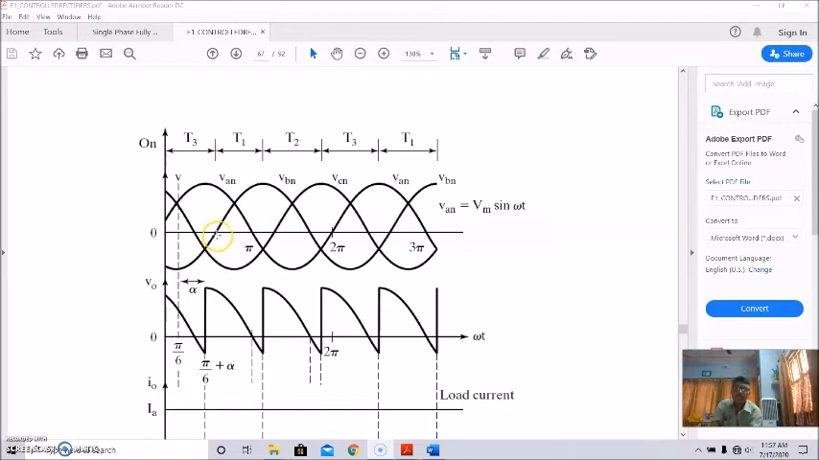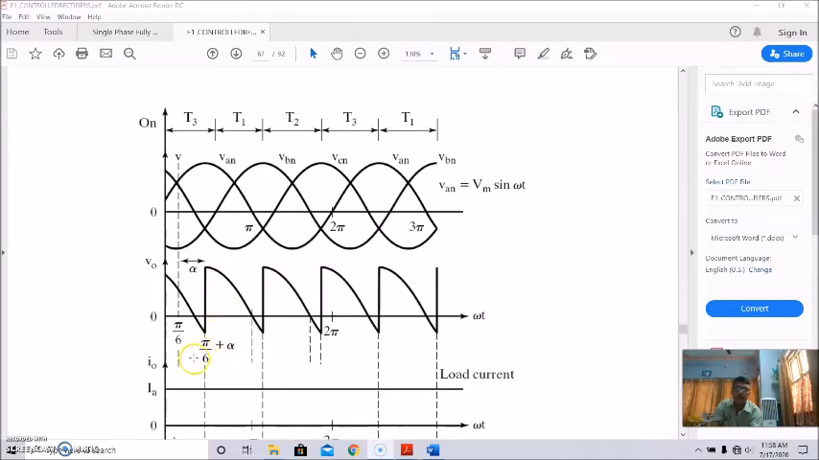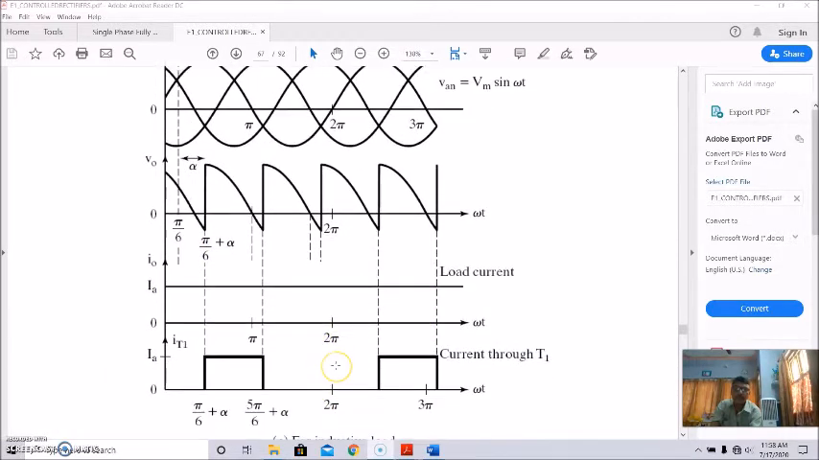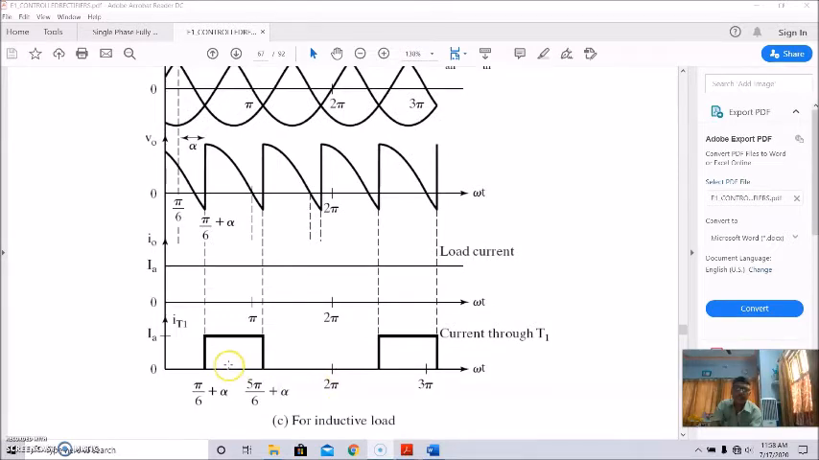So this is actually pi by 6 plus alpha. Okay, so this thyristor is conducting here. So T1 is in conduction, and as a result, the output voltage will be like this. Okay, so this is the output voltage waveform, and this is the load current. And this is the current through thyristor 1. So this is the conduction period of thyristor 1.